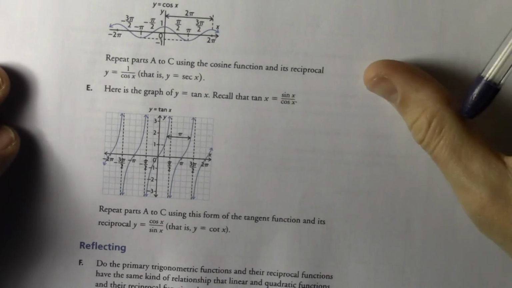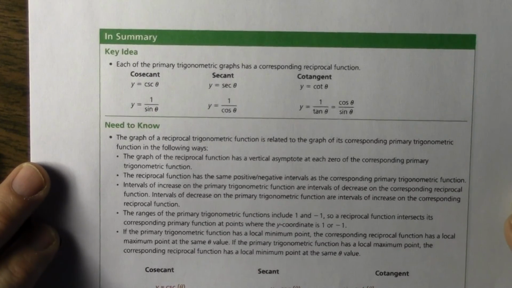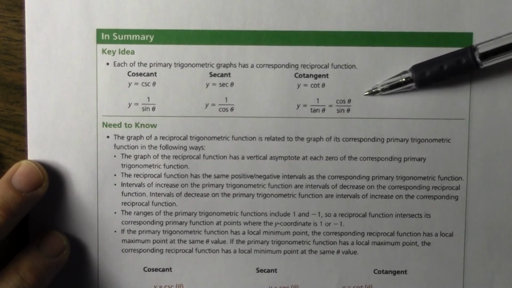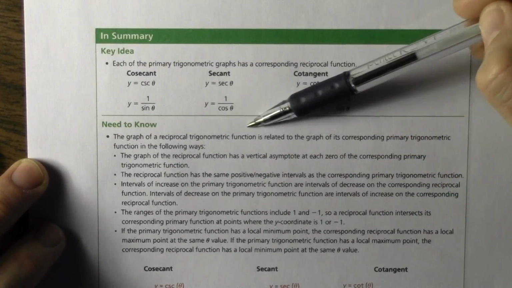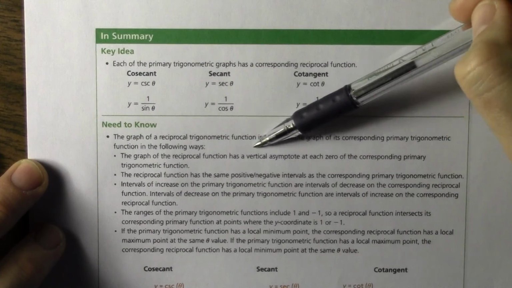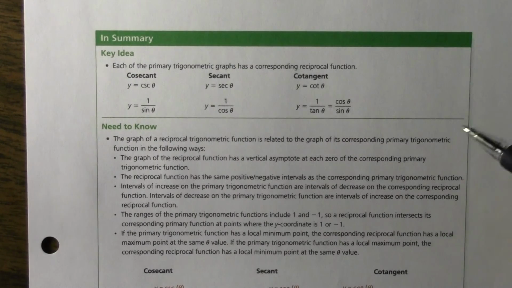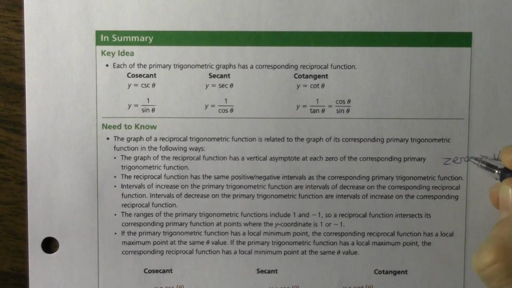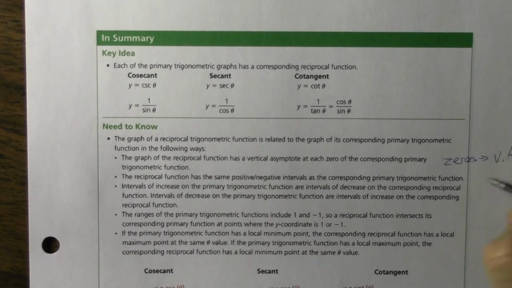Okay, that's the end of the lesson. The homework is not, we'll go through the summary page. Last page. Each of the primary trigonometric graphs have a corresponding reciprocal function. There they are. The graph of a reciprocal function is related to the graph of its corresponding trigonometric function in the following ways. The graph of the reciprocal function has a vertical asymptote at each 0 corresponding to the primary function. So this is all from the beginning that we said. Zeros go to vertical asymptotes. The reciprocal function has the same positive intervals in the corresponding primary trigonometric ratios.